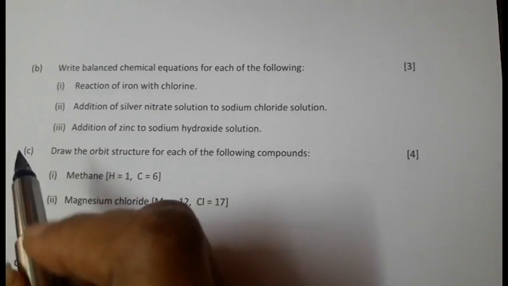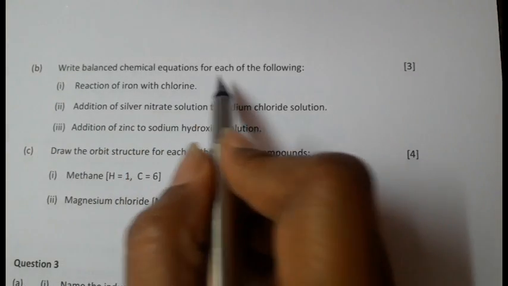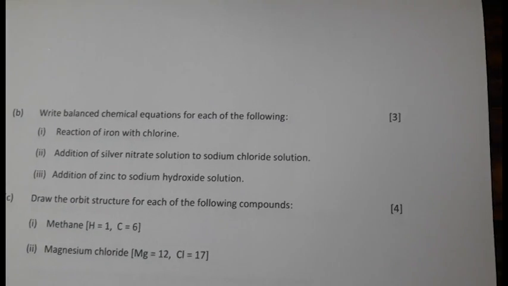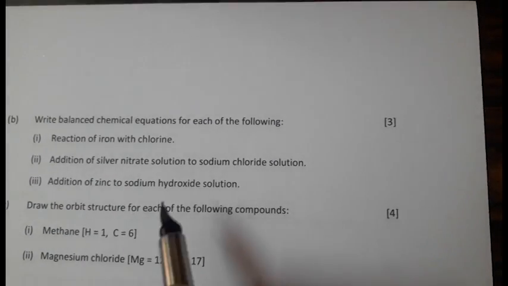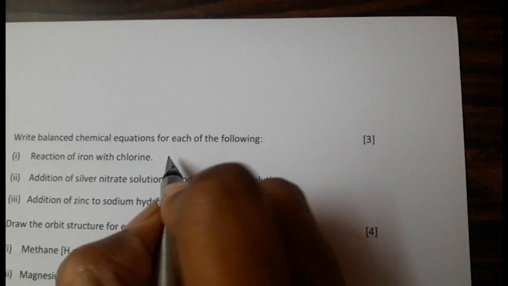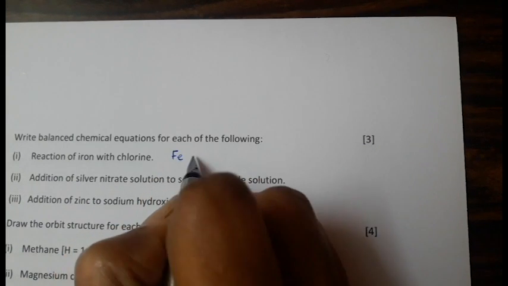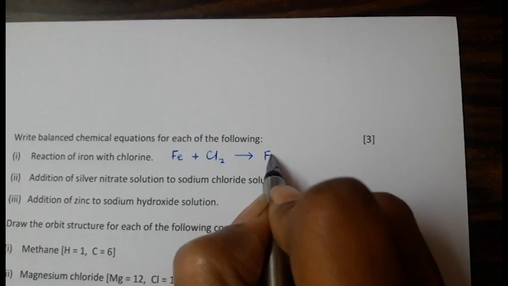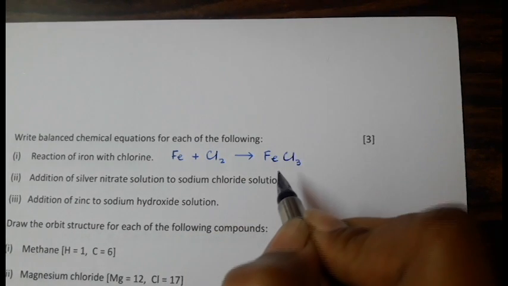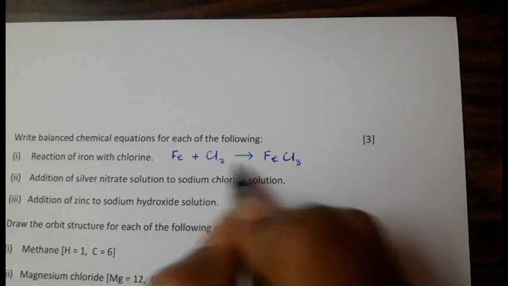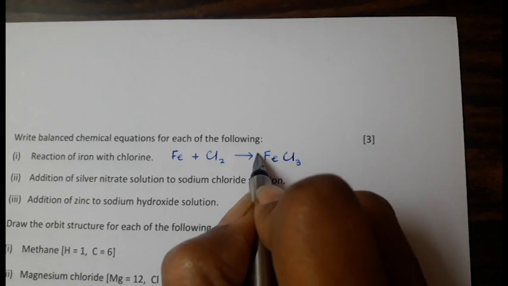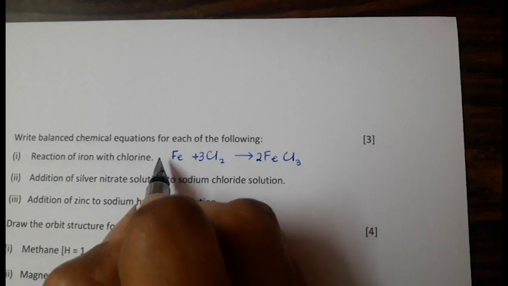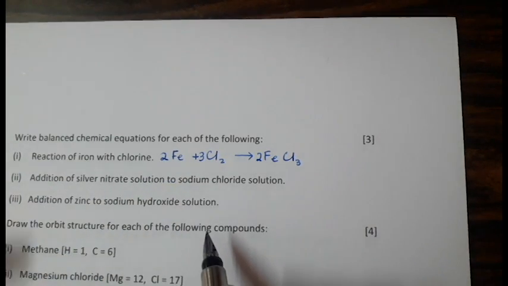Come to question 2b. Write balanced chemical equations for each of the following. The first one is reaction of iron with chlorine. Now iron with chlorine, Fe plus Cl2, and that gives us FeCl3. It gives you the higher chloride. In order to balance chlorine, you will put here 2, you will put here 3. So chlorine is balanced and iron is balanced like so.